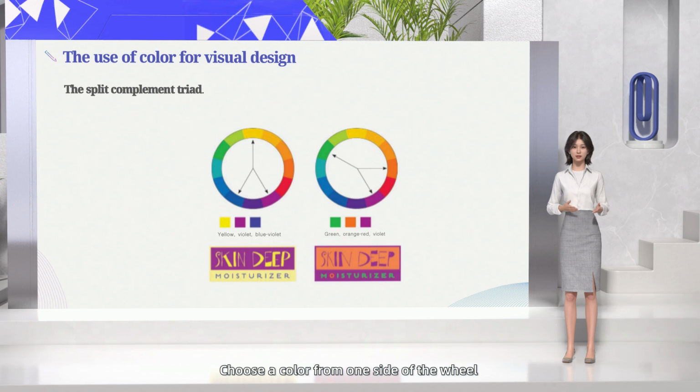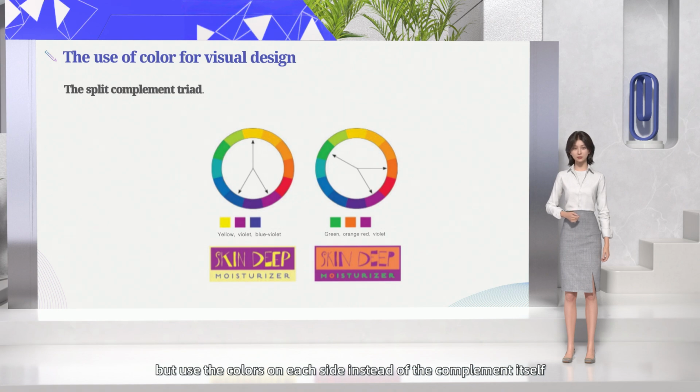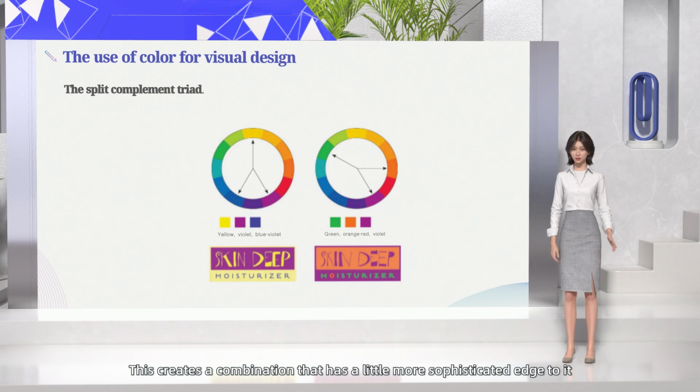Choose a color from one side of the wheel and find its complement directly across the wheel, but use the colors on each side instead of the complement itself. However, instead of using the complementary color directly, use the colors on both ends of the complementary color. This creates a combination that has a little more sophisticated edge to it.